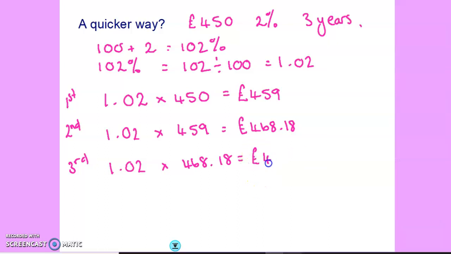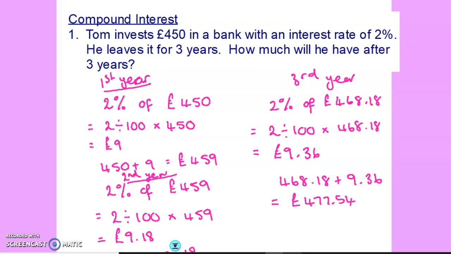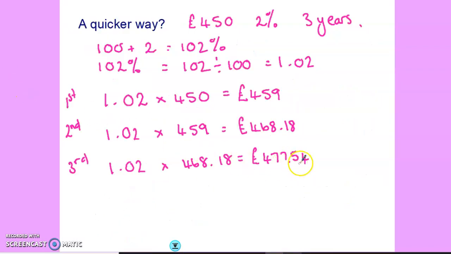£477.54. What you sometimes find, I can't remember if that was exactly the same, is that you might be a couple of pence difference. Depending on which way you've done it, it makes absolutely no difference. It's just to do with the rounding. As long as you still know you're working, it doesn't matter. You'll be absolutely fine. Okay, so that's a quicker way.